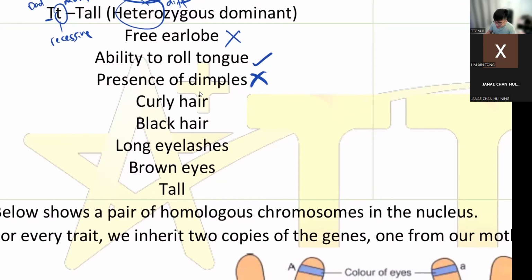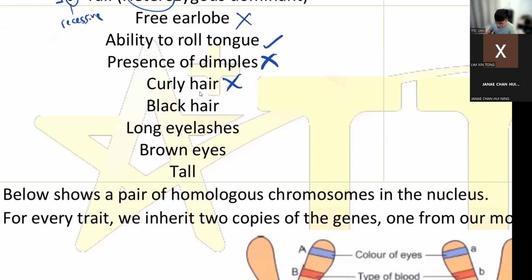Okay, next, curly hair. Do you have curly hair? You see, mine is straight AF. So I don't have curly hair. If you marry an African or any black-skinned person, they usually have very curly hair. Yours is straight, so yours is recessive. Usually us Asians are straight. Even if you are Chinese and curly, you are only a little bit curly compared to your Malay friends. Your Indian friends are very curly. So ours is straight.